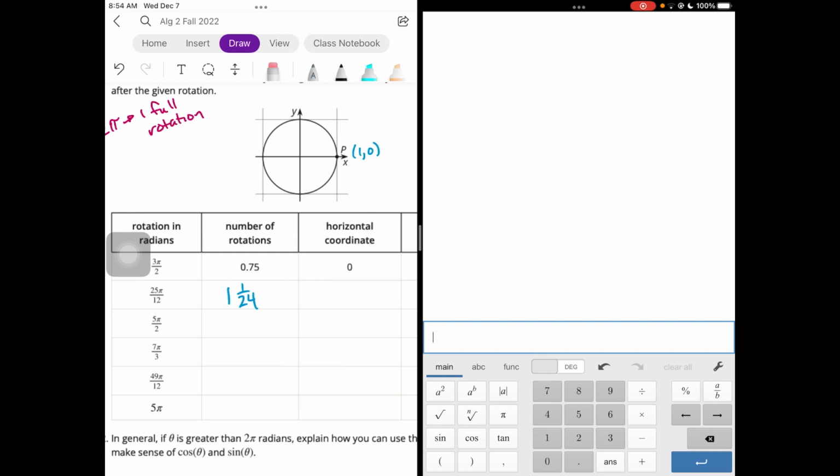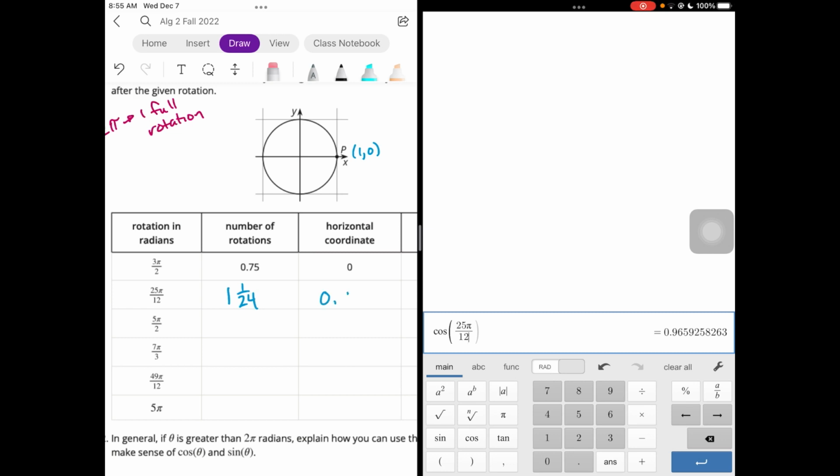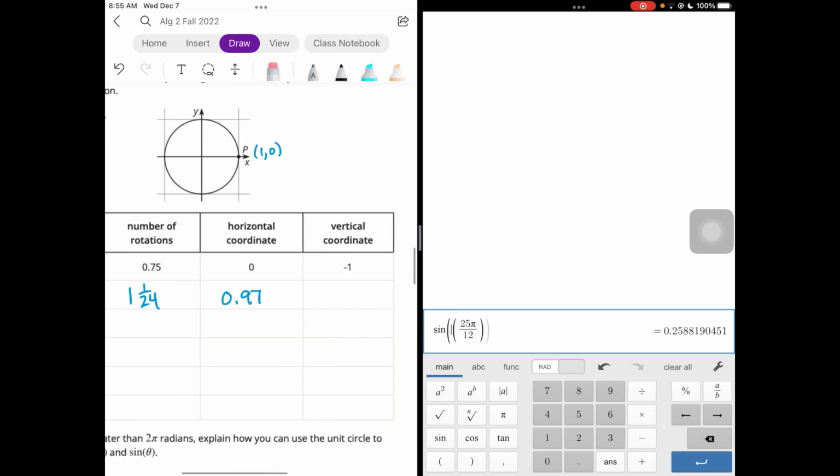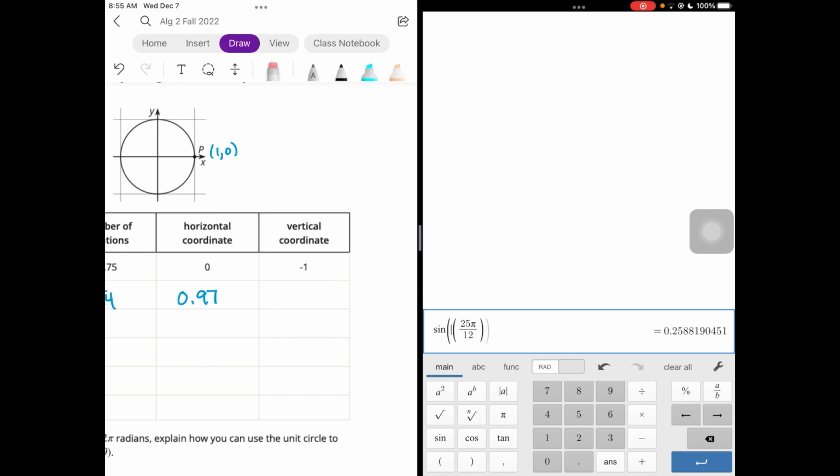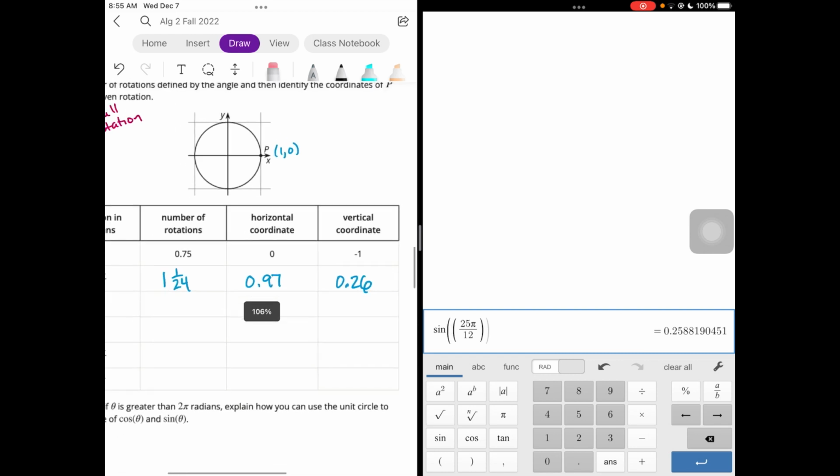And so let's clear all that. We are doing the horizontal, so that's cosine. And again, we need to be in radians here. So we're in radians, cosine of 25 pi divided by 12. And that is about 0.97. And then we can change that to sine, which is the vertical, and that gives us about 0.26.